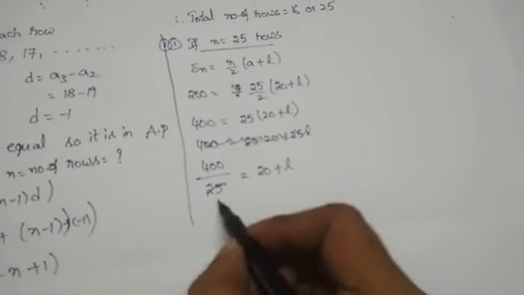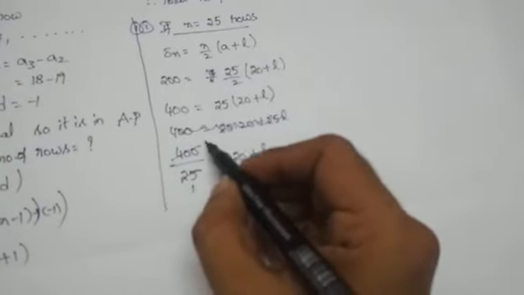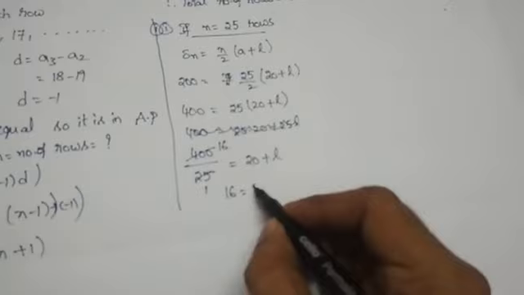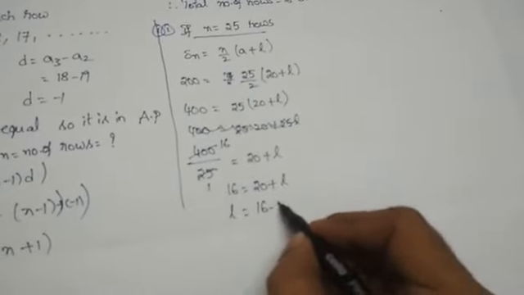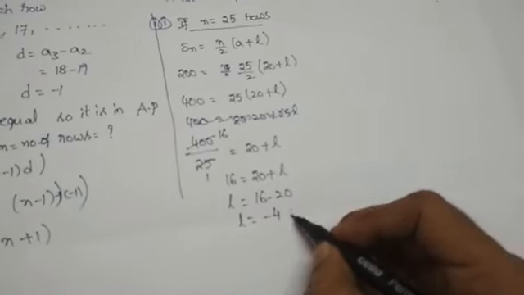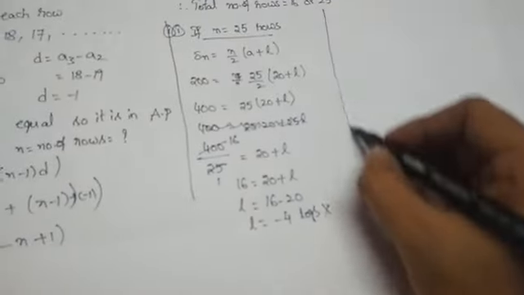25 once 25, 16. So 16 is equal to 20 plus l. L is equal to 16 minus 20. L is equal to minus 4 logs. We don't have minus 4 logs, so this answer is wrong.